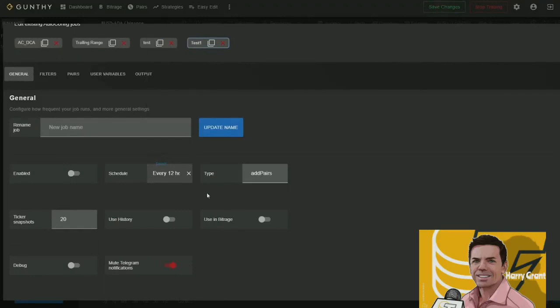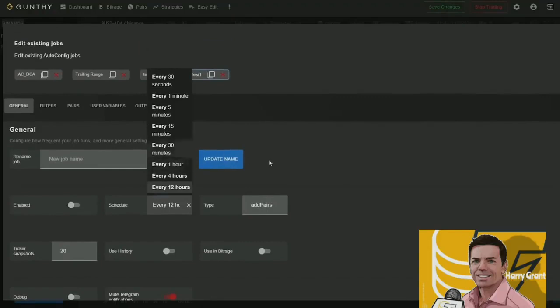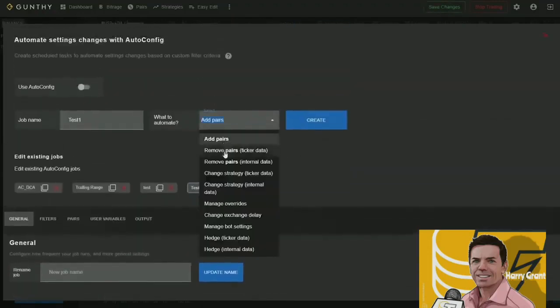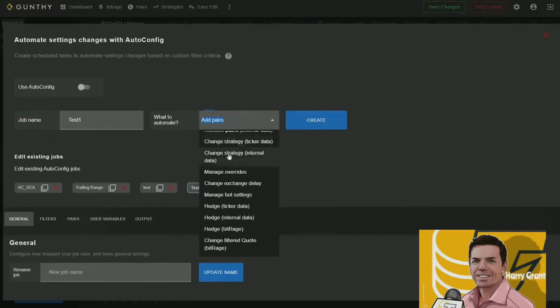So I'm going to add pairs that have gone up 10% in the past 24 hours. Or I want to add pairs that have a 24-hour volume above 1000 BTC. I can do things like this, and then it will automatically check for these specific filters every certain amount of time. And I can do it not only to add pairs, but to remove pairs, to change the strategy, to manage overrides.